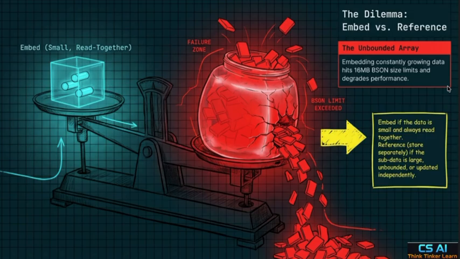But document DB comes with a classic dilemma: embed versus reference. If you embed a constantly growing array, like comments inside a post, you risk hitting the 16 MB BSON size limit and degrading performance. This is the unbounded array failure zone. The rule of thumb is embed if the data is small and always read together. Reference and store separately if the subdata is large, unbounded, or updated independently.